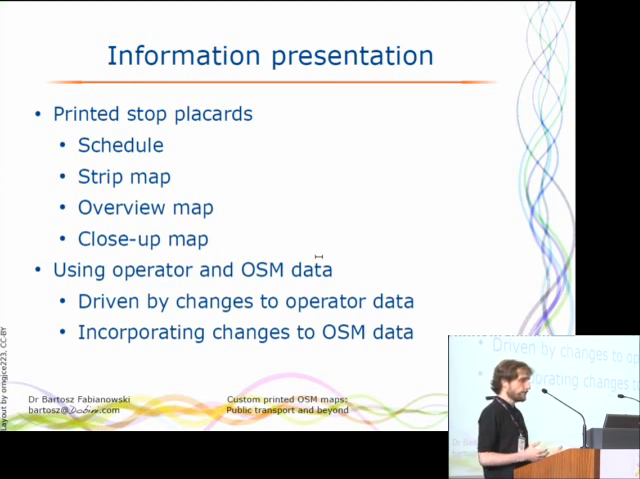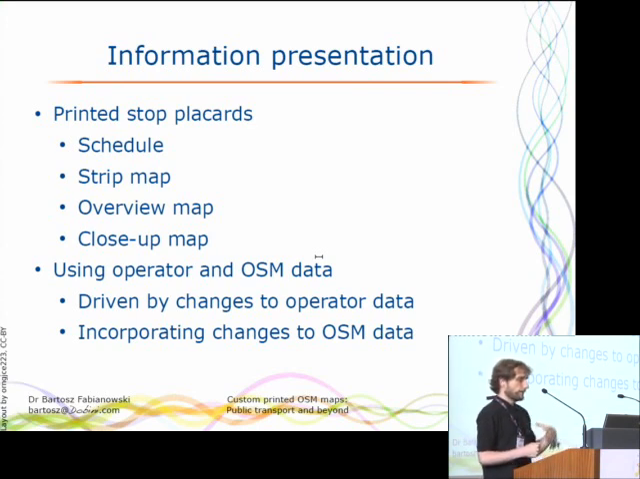Now, the presentation we strive for is printed A4 pages, as I have up here, and you're welcome to a copy of this. And we want these to provide pretty much everything we can think of could be useful to you. So that's a schedule of the bus, that's a strip map showing where it's going, an overview map, which is a geographical map showing the route in the context of the city, and a close-up map that will show you other nearby routes and a map of the neighborhood so you know where you can walk from here. We use data both from the public transport operator and OSM, and we combine them. So this is all driven by changes to the operator data. So whenever something changes in the transport operator's database, they update the data source and they run the script to generate fresh printouts.